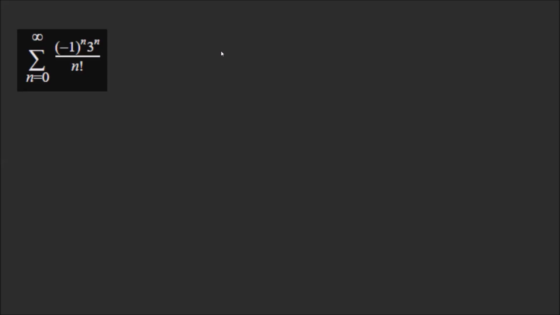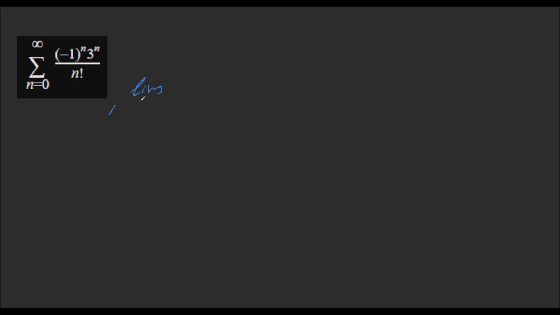All right, this one is a bit more complicated to some extent. Let's just write out the limit first. And we can see that it's equal to negative 1 to the power of n plus 1, which is equal to negative 1 times negative 1 to the power of n, times 3 to the power of n plus 1, which is equal to 3 times 3 to the power of n, all over n plus 1 factorial.